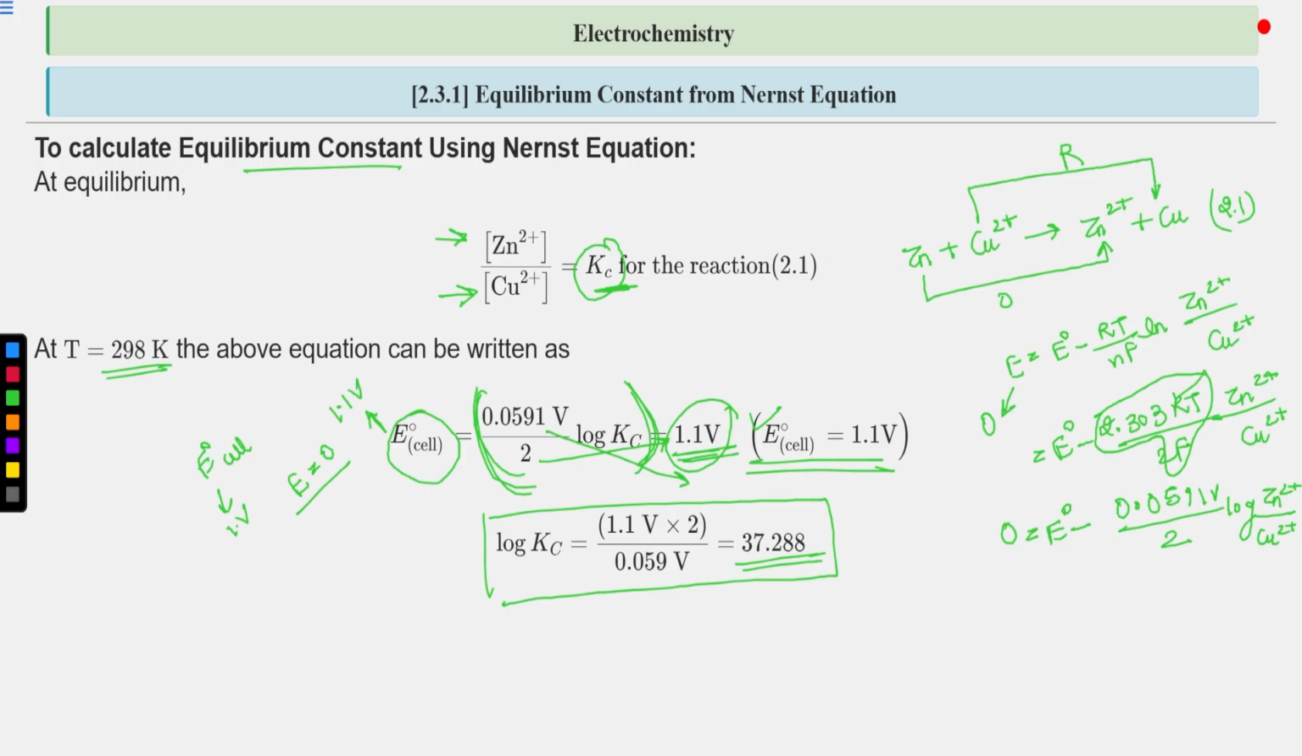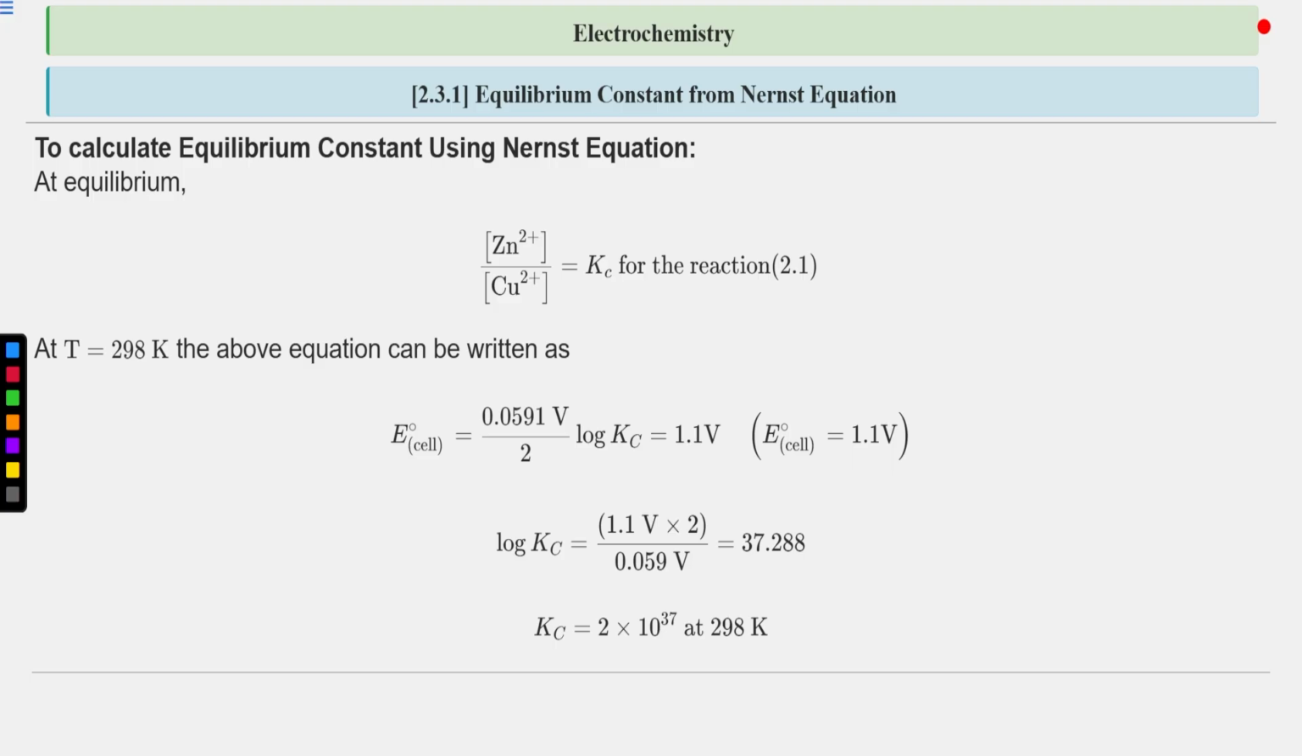The values of R, T and F are always given. If you solve a question using the Nernst equation, R, T and F values will be given. In the Nernst equation we put the given values and solve the equation. Then we know that E naught of cell is 1.1 volt at equilibrium, so we put it equal to 1.1 volt and solve for log Kc, because it is the only variable. Log Kc comes out as 37.288.